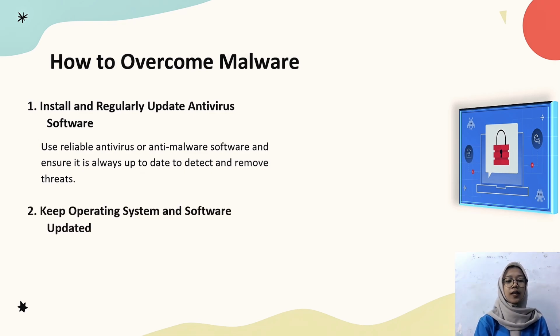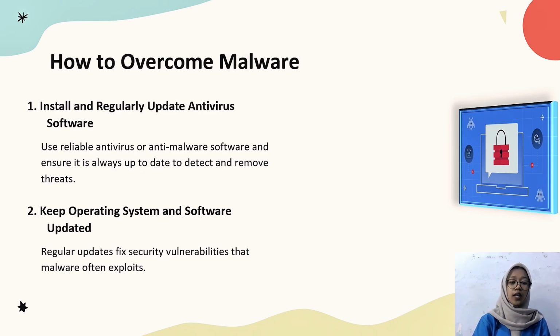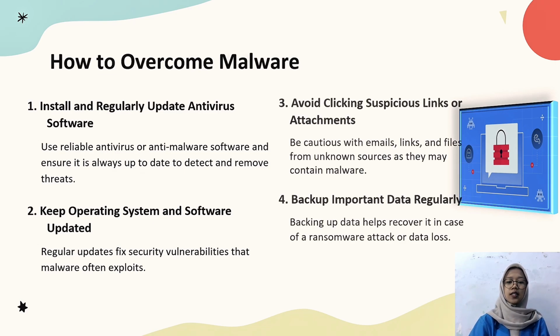The second is to keep the operating system and software updated. We have to stay up to date, and regular updates fix security vulnerabilities that malware often exploits. Third is to avoid clicking suspicious links or attachments, because a spy can enter when we click the links and steal our data.